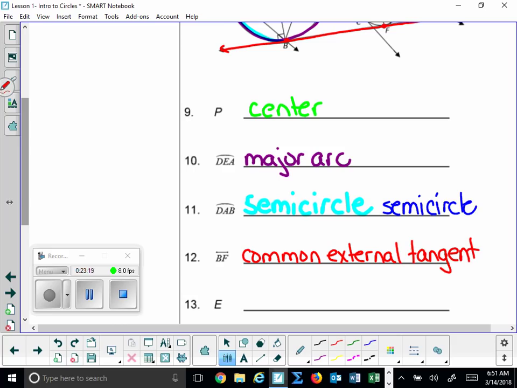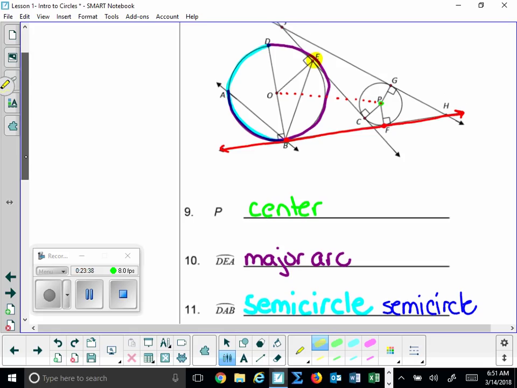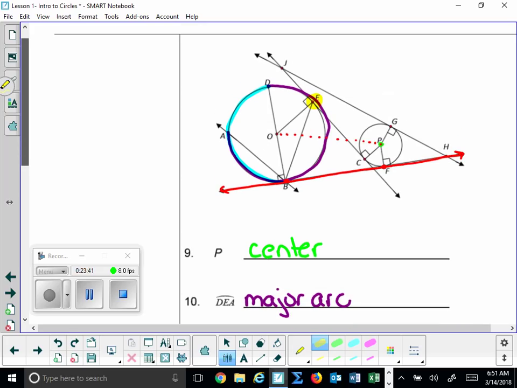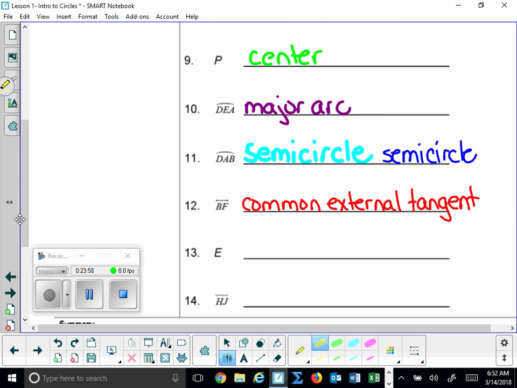All right, point E. Point E, where are we? Let me pick up the yellow highlighter here. Point E is on a chord, but we don't have a special name for that. It's also on a radius, we don't have a special name for that. But point E is on line JEC, and that is a tangent line. So a single point on the tangent line and on the circle is called a point of tangency.